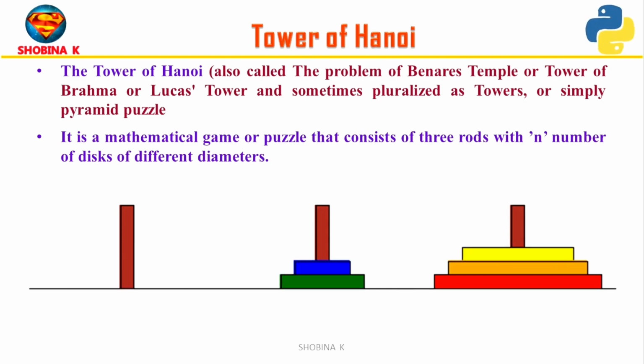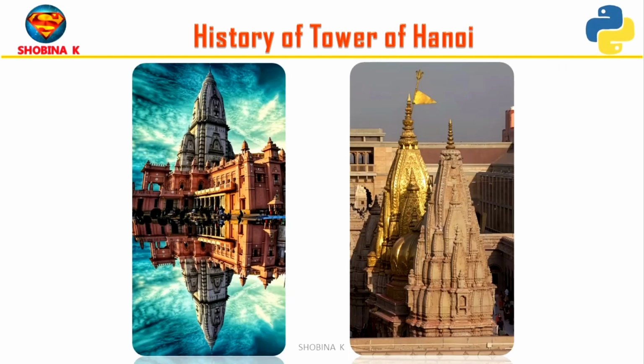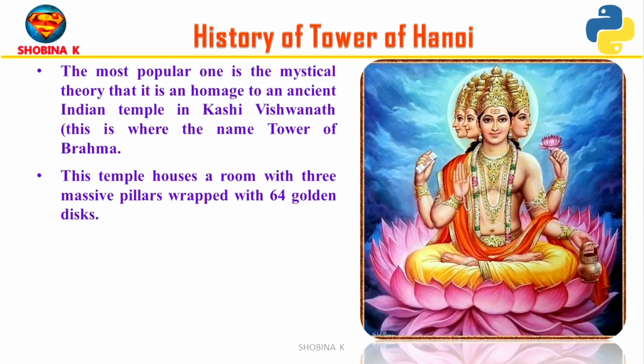The Tower of Hanoi can be played with any number of disks. However, most toy versions come with anywhere from 5 to 9 disks. The Tower of Hanoi was first introduced by the French mathematician Edouard Lucas in 1883, and many myths about its origin have been shared. The most popular one is that the famous Kashi Vishwanath temple in Varanasi, in the Indian state of Uttar Pradesh, regarded as one of the holiest places in Hinduism, and Lord Brahma, the Hindu deity of creation, connects this temple with the version of the puzzle presented here. This temple contains a room with 3 massive pillars wrapped with 64 golden discs.